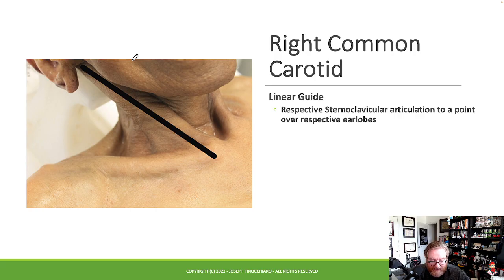The linear guide is the respective sternoclavicular articulation to a point over the respective earlobe. So if we start at the articulation, this is where your clavicle and your sternum attach, and then draw a line up to the earlobe. That gives you an idea of where to incise.